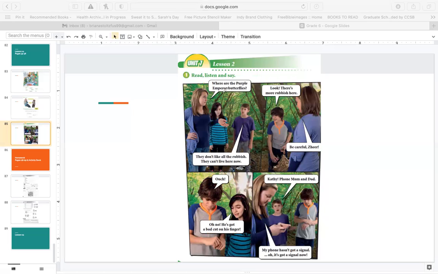Now repeat after me. Where are the purple emperor butterflies? They don't like all the rubbish. They can't live here now. Look, there's more rubbish here. Be careful, Zir. Ouch. Oh no, he's got a bad cut on his finger. Kathy, phone Mom and Dad. My phone hasn't got a signal. Oh, it's got a signal now.